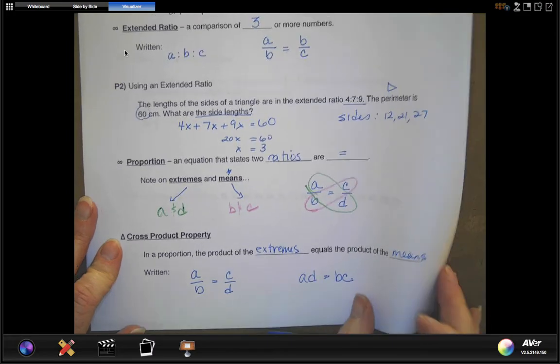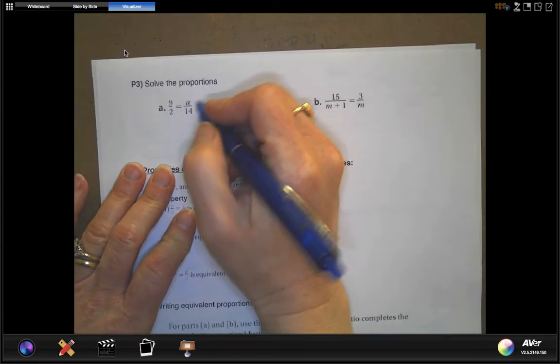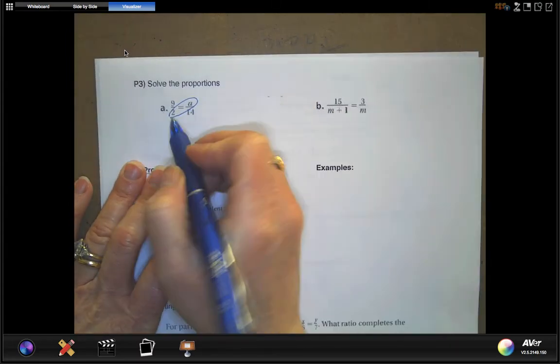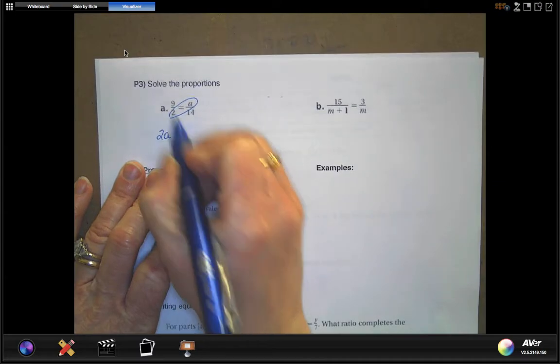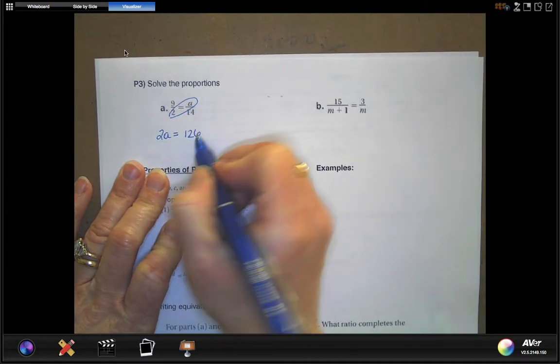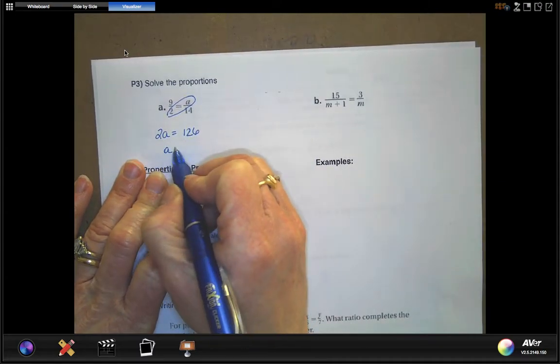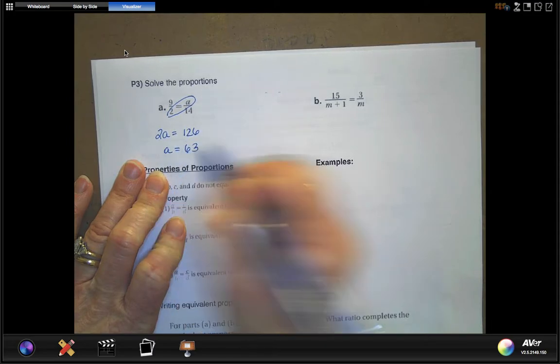So I can use this idea to solve some problems. Here I want to solve for A, so I can cross multiply: 2A, and then 9 times 14 is 126. Divide both sides by 2. A is equal to 63.